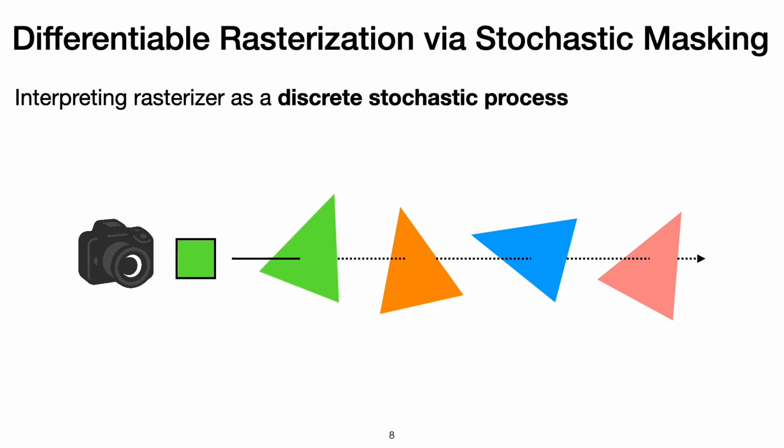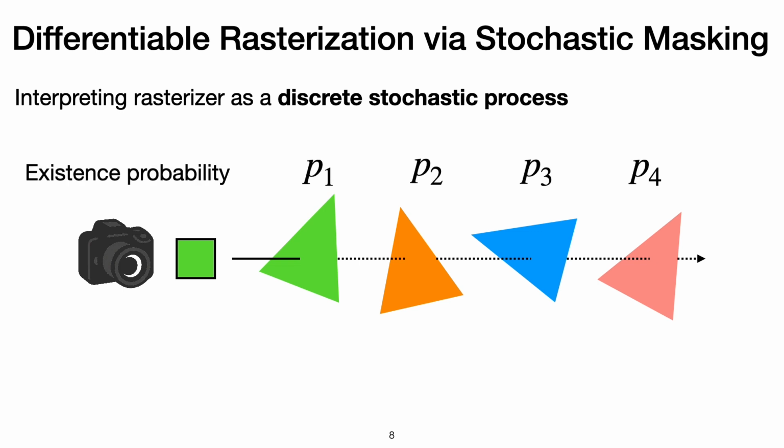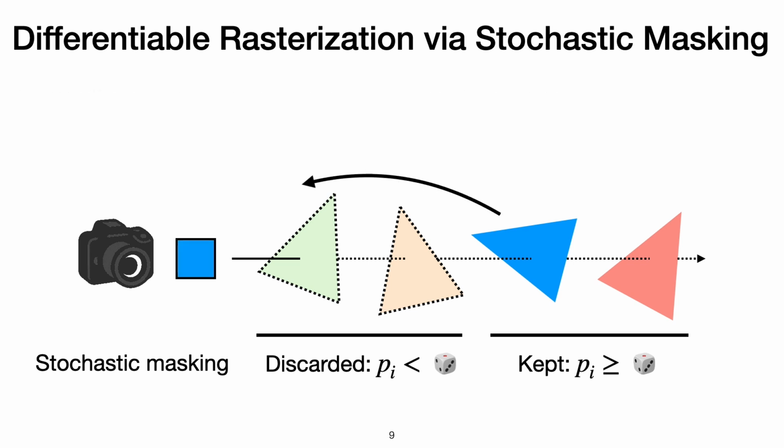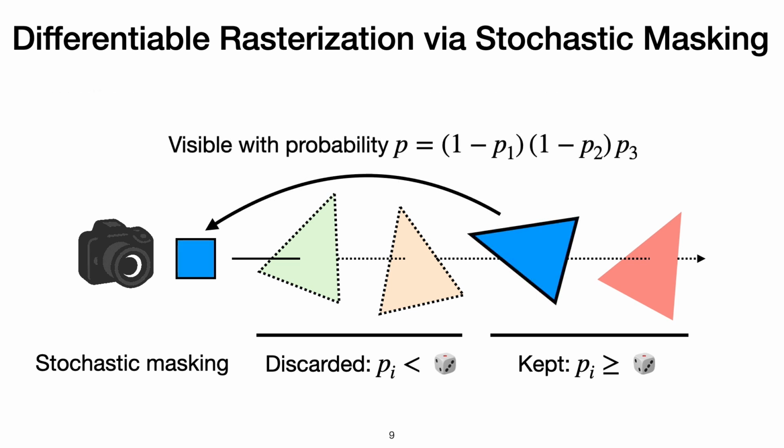To address this challenge, we draw inspiration from recent implicit surface reconstruction techniques and model rasterization as a discrete stochastic process. Specifically, we assign an existence probability to each primitive and introduce a stochastic masking procedure into the rasterization pipeline. In stochastic masking, primitives whose probabilities fall below random thresholds are discarded, while the remaining primitives are rasterized normally. Since the rasterization is now stochastic, visibility also becomes probabilistic.